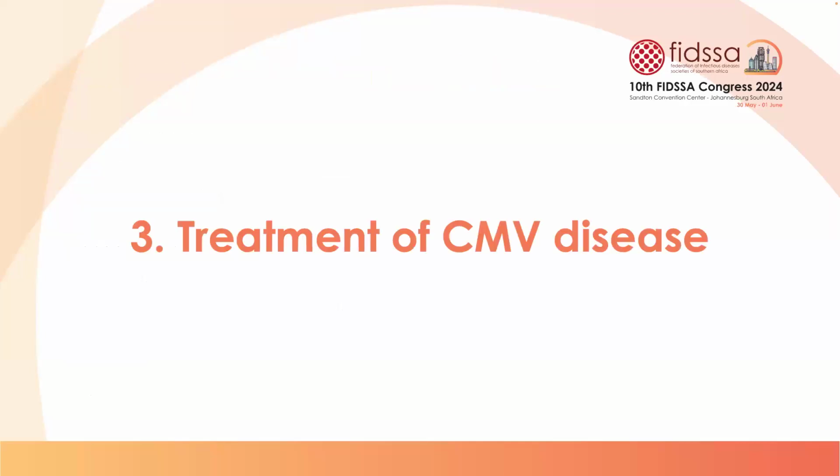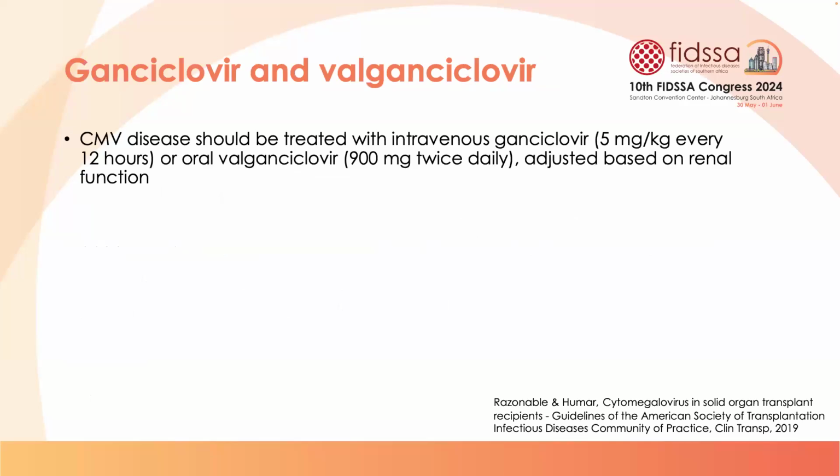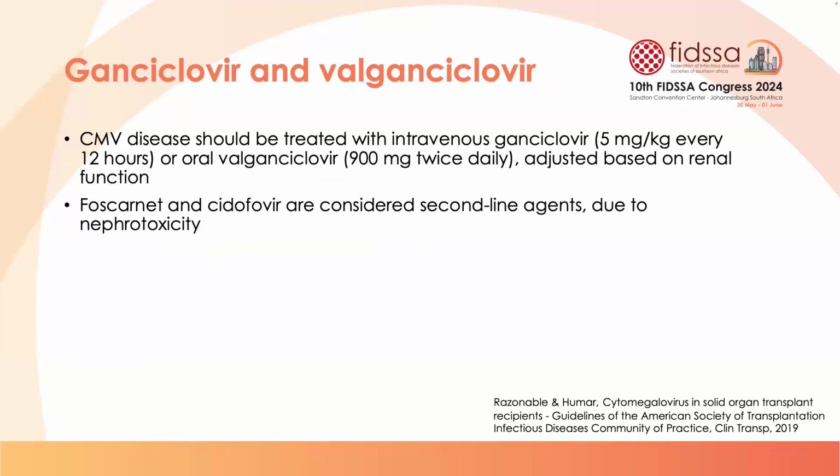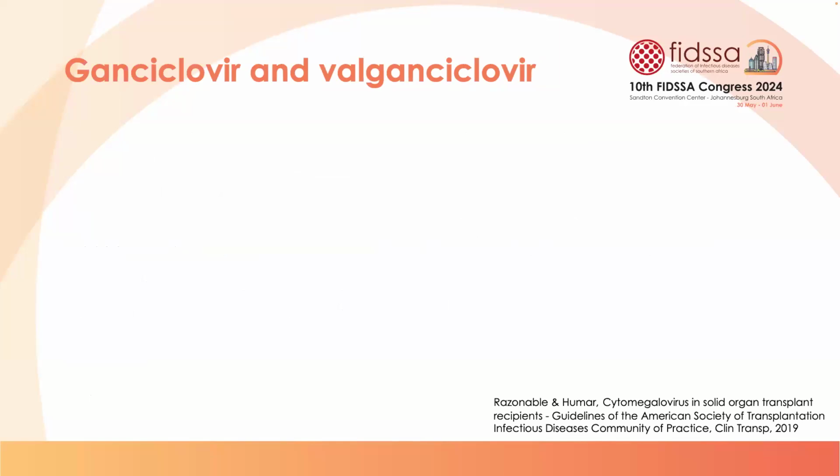Okay, then treatment of CMV disease. So generally, our treatment of choice would be ganciclovir and valganciclovir. Ganciclovir would use the dose of 5 milligrams per kilogram every 12 hours, and valganciclovir the dose 900 milligrams BD. But this is obviously just based on renal function. Foscarnet and cidofovir are considered second-line agents. There are options, but have terrible side effects.